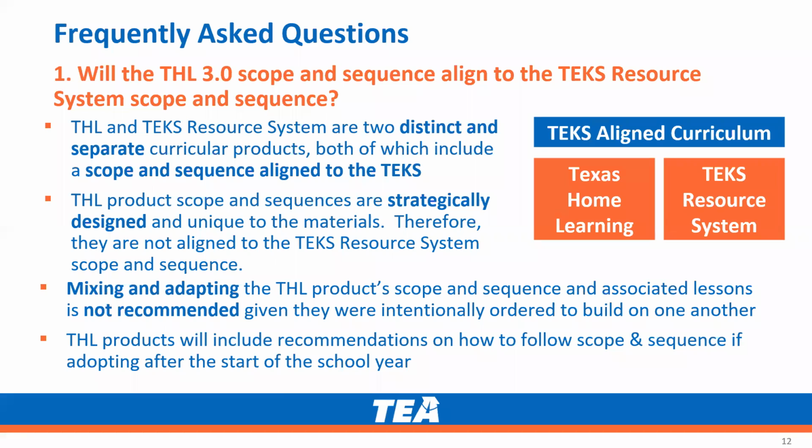Question 1, THL and TEKS resource system are 2 very distinct and separate curricular products, both of which include their own individualized scope and sequence aligned to the TEKS. So the Texas Home Learning product scope and sequence are strategically designed and unique to these materials and are not aligned to the TEKS resource system scope and sequence. TEA really does not recommend mixing and adapting the Texas Home Learning product scope and sequence with any other scope and sequence.